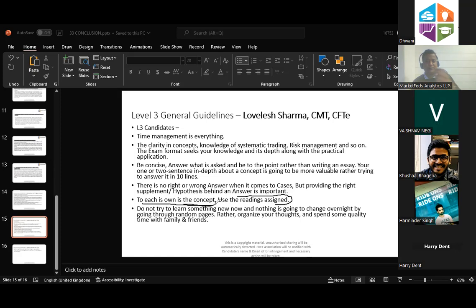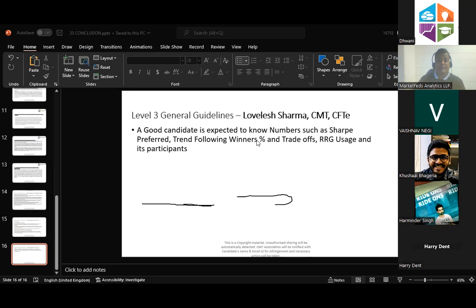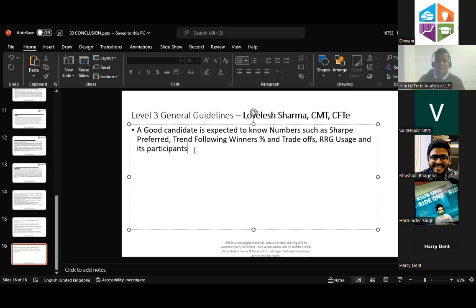A higher profit factor must be above 1, but preferred above 2, and anything about 10 or 8, whatever that is, is suspect. So do not try to learn new things. Well, you do have enough time. This is the third. You almost have 4 days in your hand. I guess everyone is on the 8th. So nothing is going to change overnight. Rather, a good candidate is expected to know what the numbers are, such as Sharpe, preferred, trend following, winners, trade-offs, RRG usage and its participants.